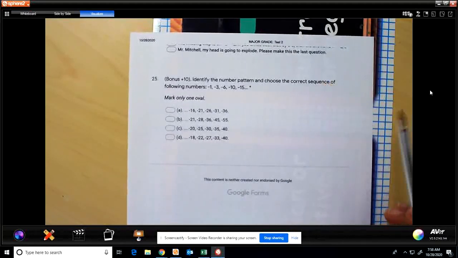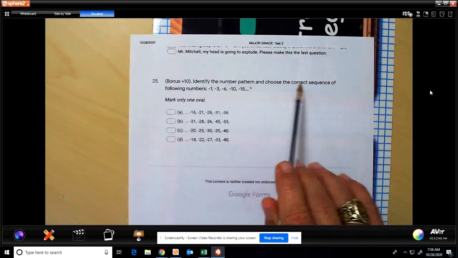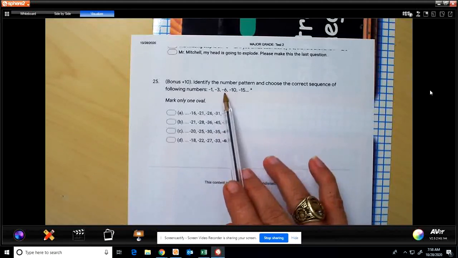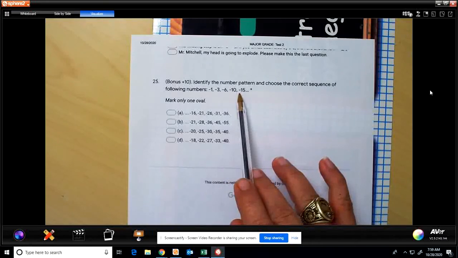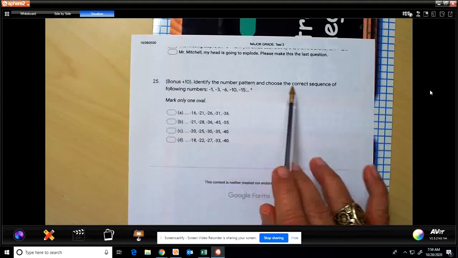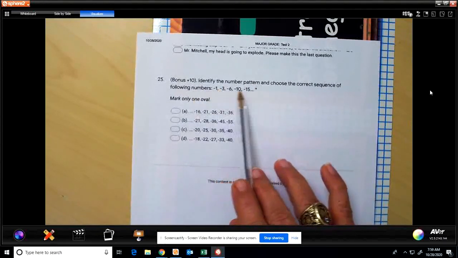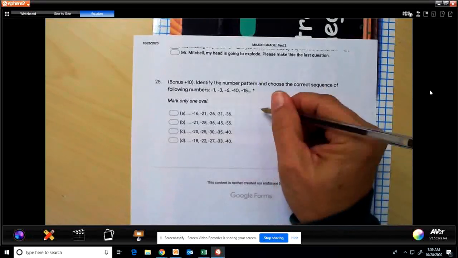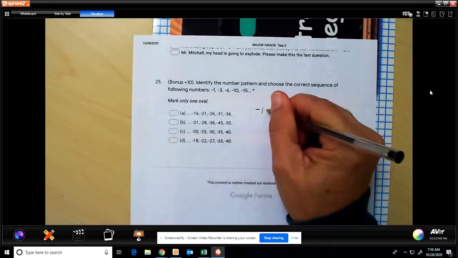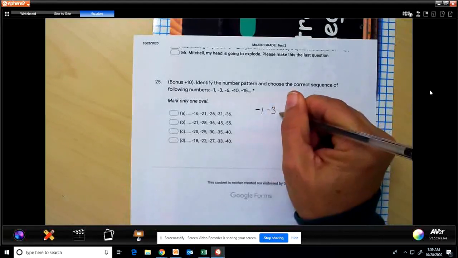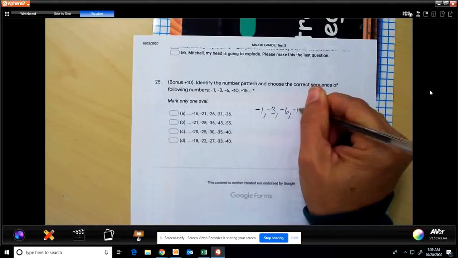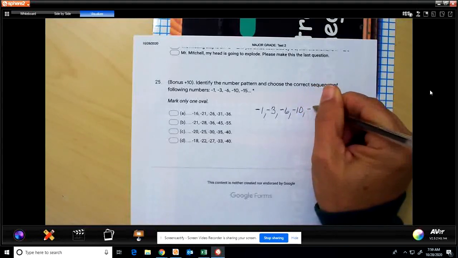Bonus. It says, identify the number pattern and choose the correct sequence of the following numbers. We have negative 1, negative 3, negative 6, negative 10, and negative 15. And we are wanting to identify the pattern and choose the correct sequence of the following numbers. So he's apparently wanting some other numbers here. What I always do is I write negative 1, negative 3, negative 6, negative 10, and negative 15.